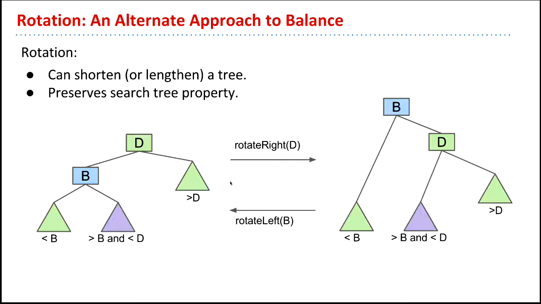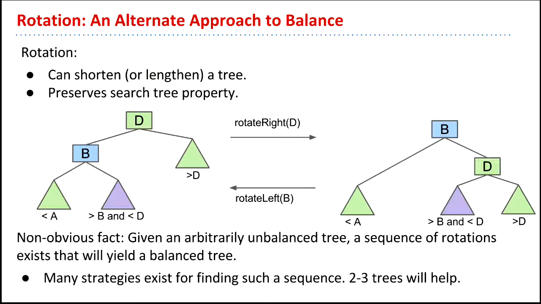Okay? So over here we see one final example of a tree rotation. We're going to rotate this tree right about D, and we're going to promote B in its place, and we can see that all of the values in the subtrees are in the correct place with respect to their ancestors.